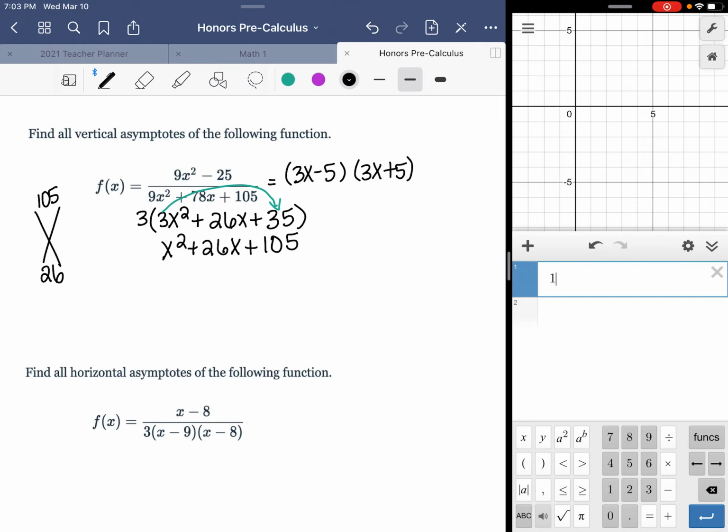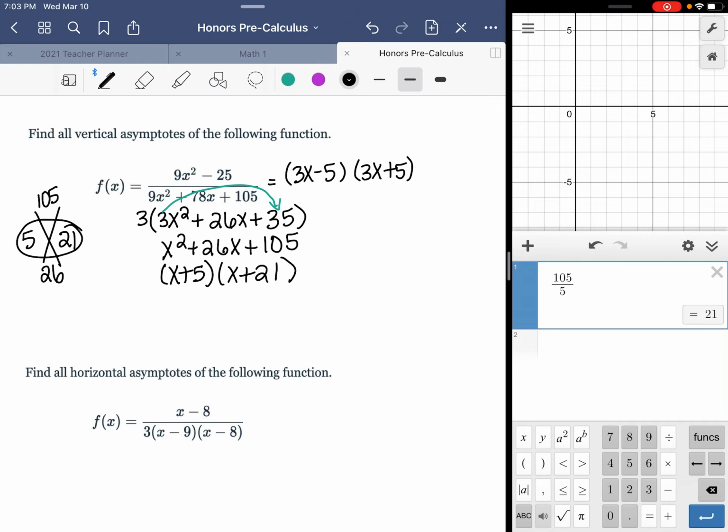For 105, we had 3, and that is, nope, that's not going to work. So we have 5 for that. Oh, 5, so we have 5 and 21. That'll work. So that's going to leave me with x plus 5, x plus 21.